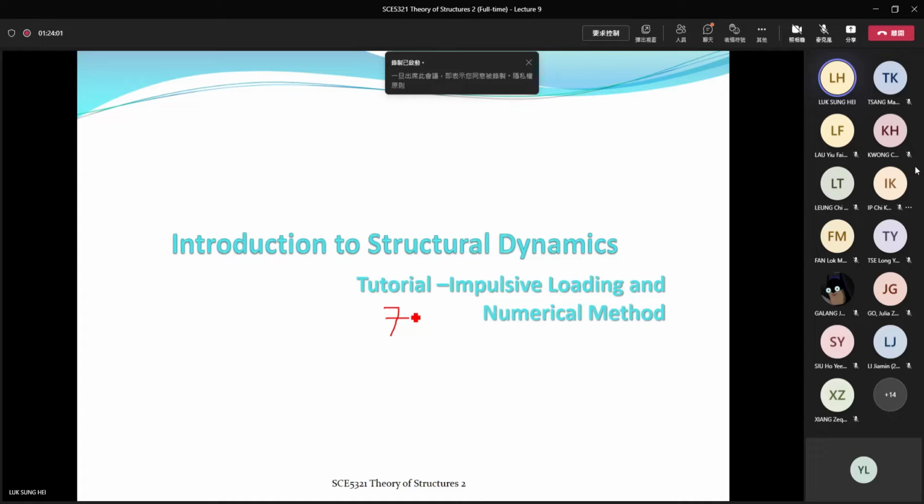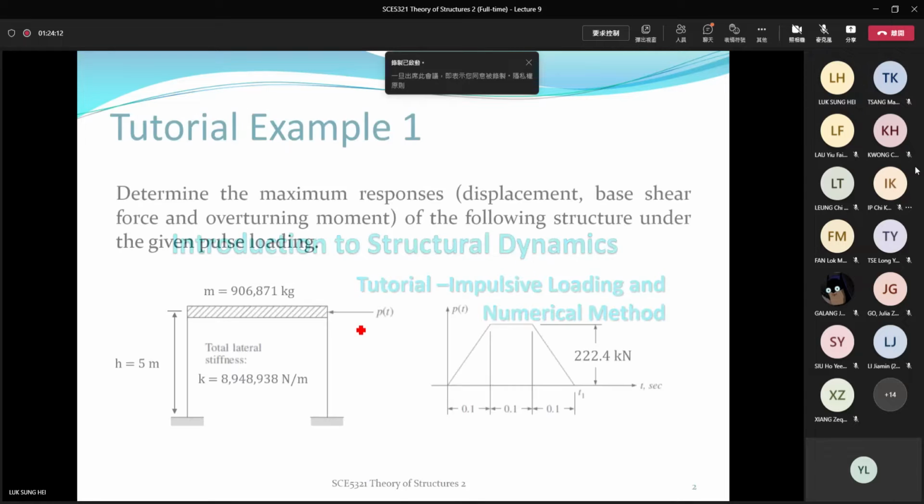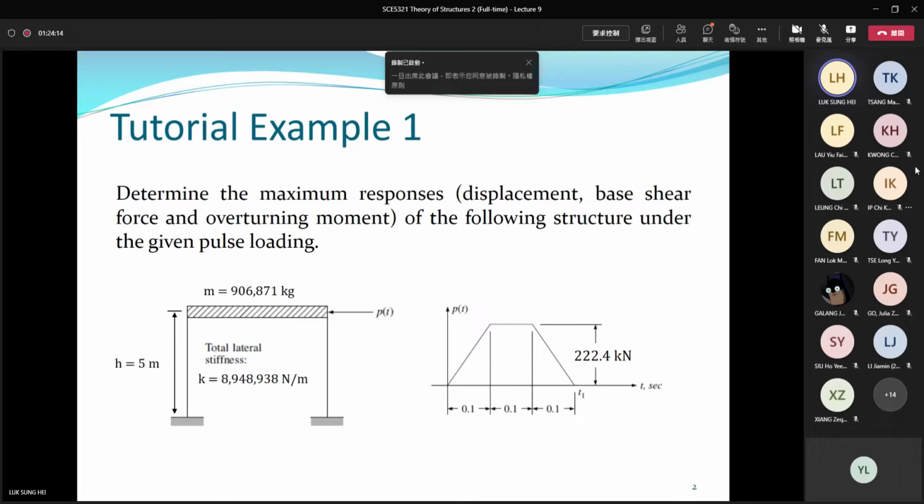Tutorial 7 will focus on impulsive loading and numerical methods. There are 2 questions in this tutorial. One is about impulse force, the other one is about numerical methods, using Newmark's method and the central difference method particularly.